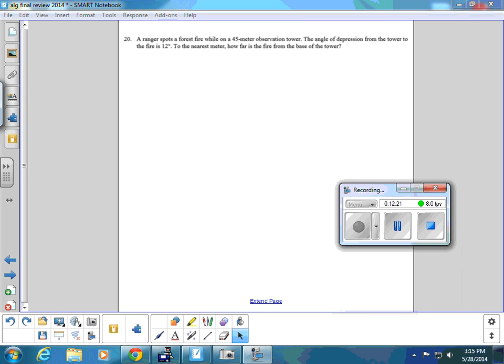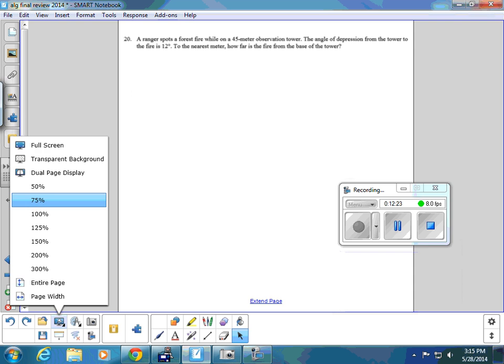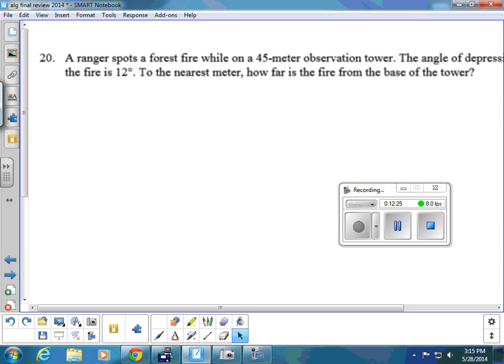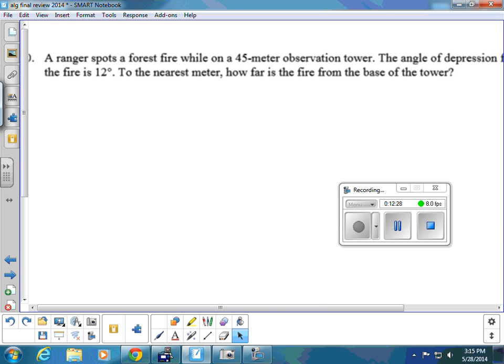Moving on to number 20. Another word problem. It's done a little bit differently.